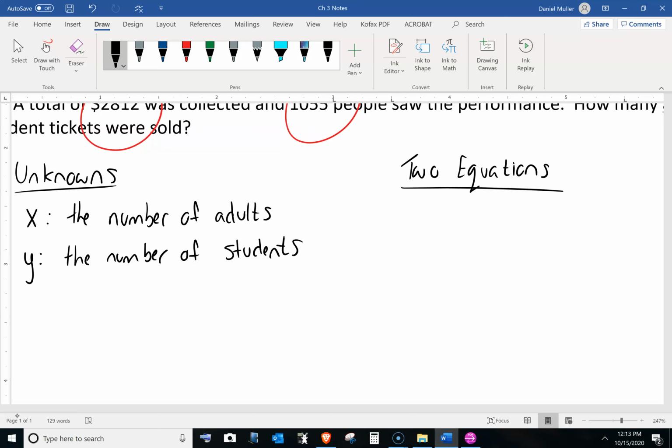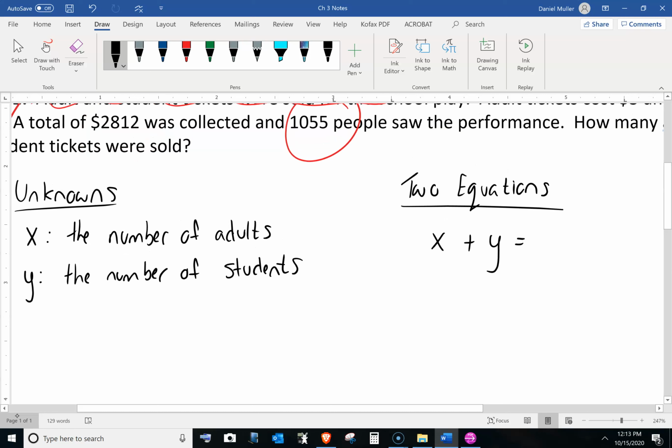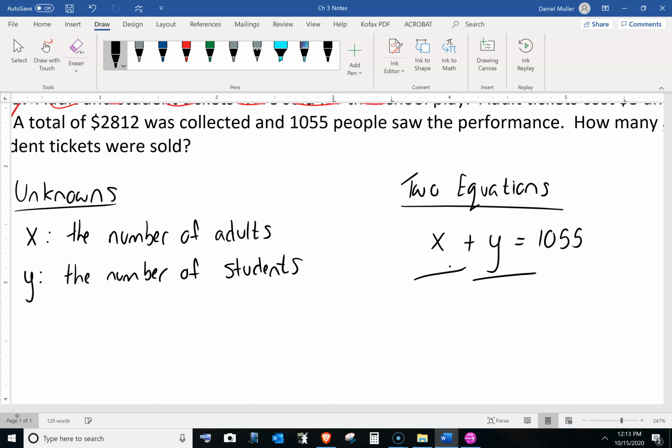So, what can we possibly do with these equations? Well, the number of adults that attended and the number of students that attended, we actually know what the total will be. It says that there was 1,055. So that's one equation. We don't know how many of them were adults or how many were kids, but we know that if you added them together, you would get 1,055.